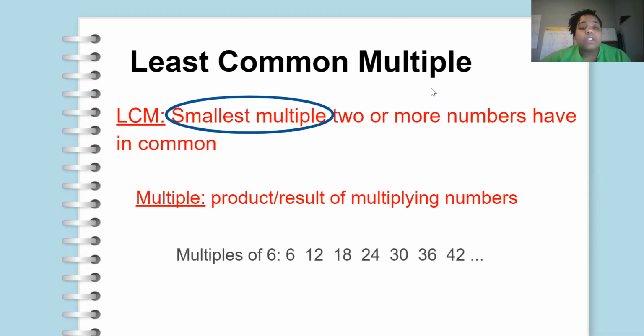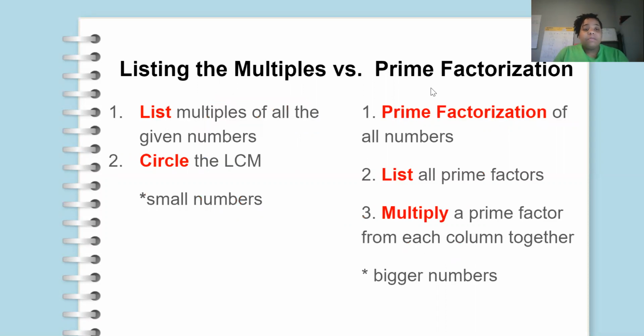If I look at the multiples of 6, I have 6, 12, 18, 24, 30, 36, 42, and so on. In fact, multiples never end. These are the results I get when I multiply 6 by any number. Well, these are the methods we can use to find the LCM: listing the multiples and prime factorization.